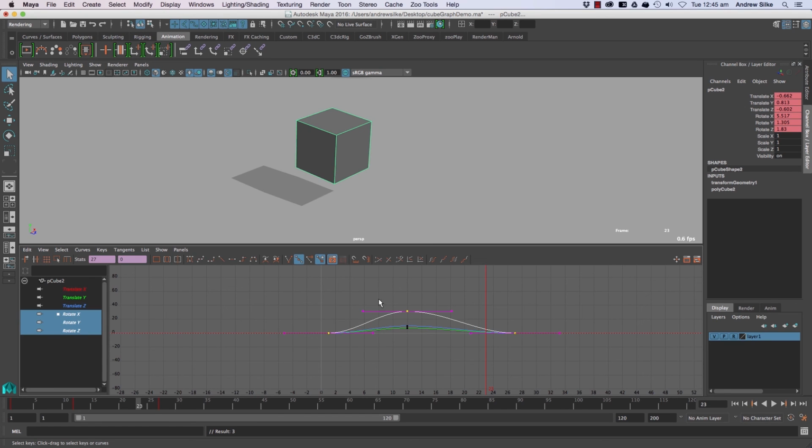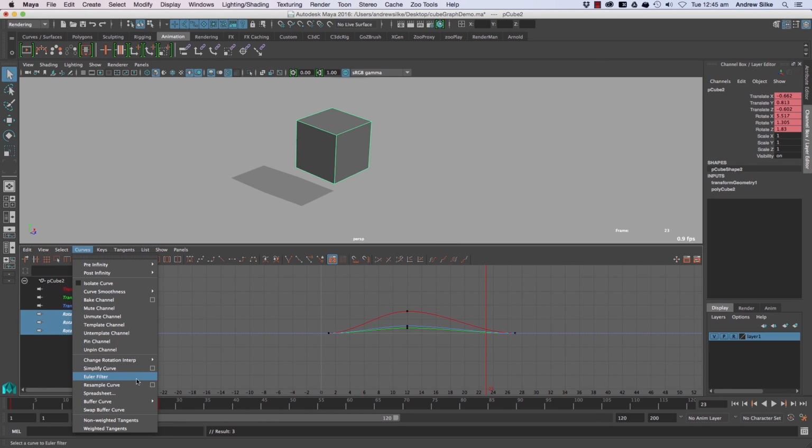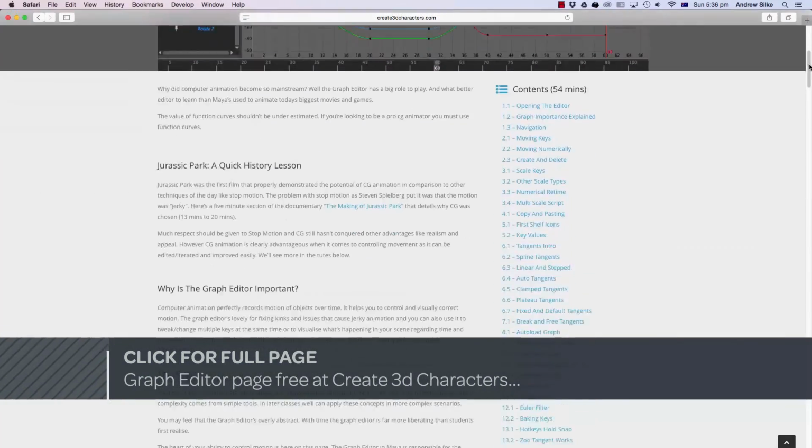Certainly use it on selected curves. It is there. It's a very handy one. It won't fix all problems, but it is a good one for fixing gimbal problems there.